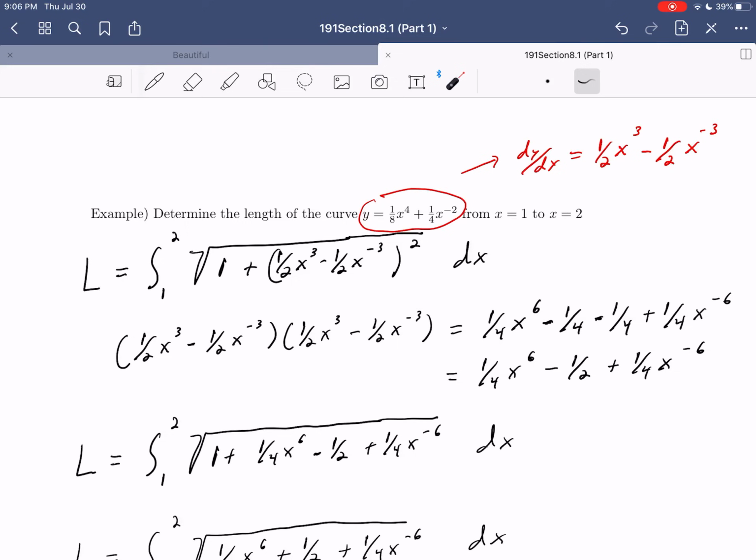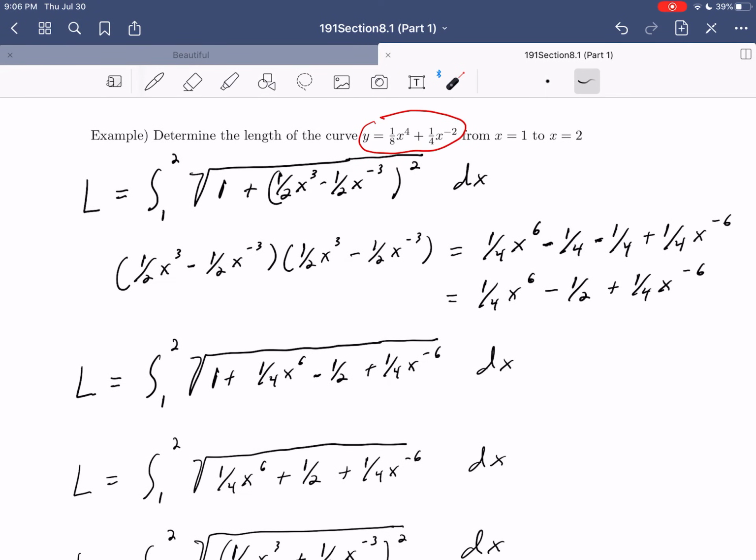So this actually wraps up everything we want to say about section 8.1, which is arc length. In our next video, we'll be moving into 8.2, where we will make use of arc length to go back to solids of revolution and study their surface areas.